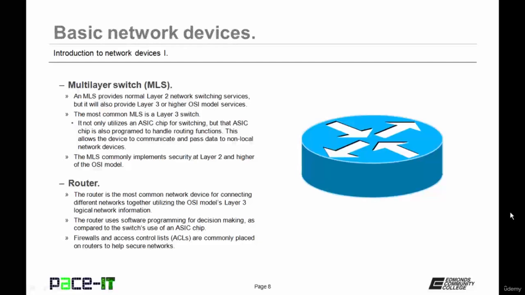Then we have the router. The router is the most common network device for connecting different networks together utilizing the OSI model's Layer 3 logical network information. Unlike the switch, which uses an ASIC chip, the router uses software programming for decision making. Firewalls and access control lists are commonly placed on routers to help secure networks.